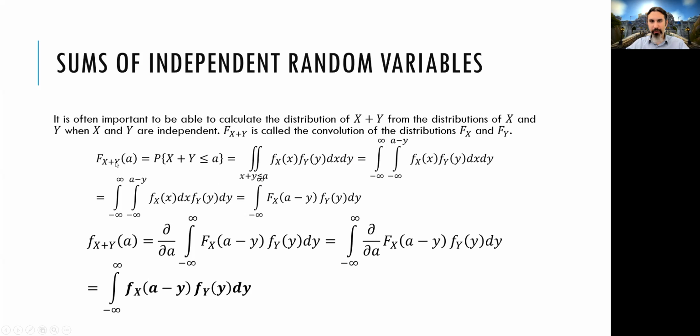Now, x plus y. This is the probability we are looking for. We will just integrate it, and when we simplify, we're going to find this one. Now, this is the cumulative distribution function.